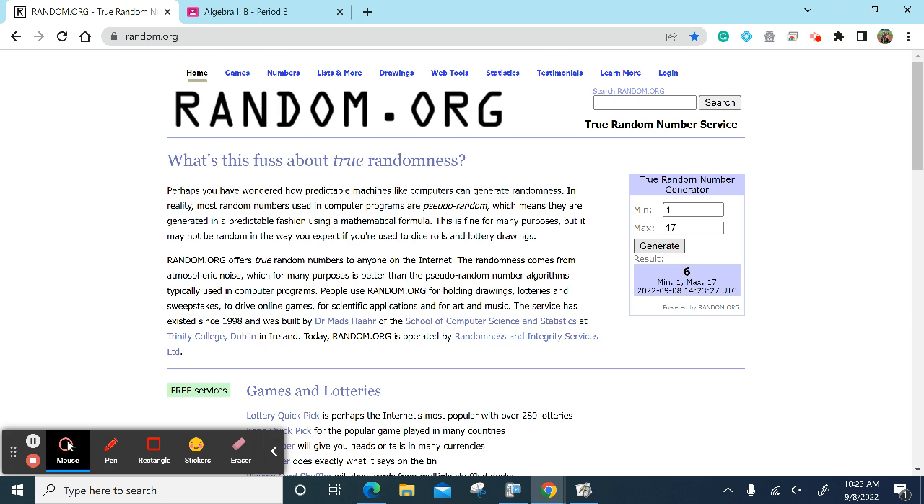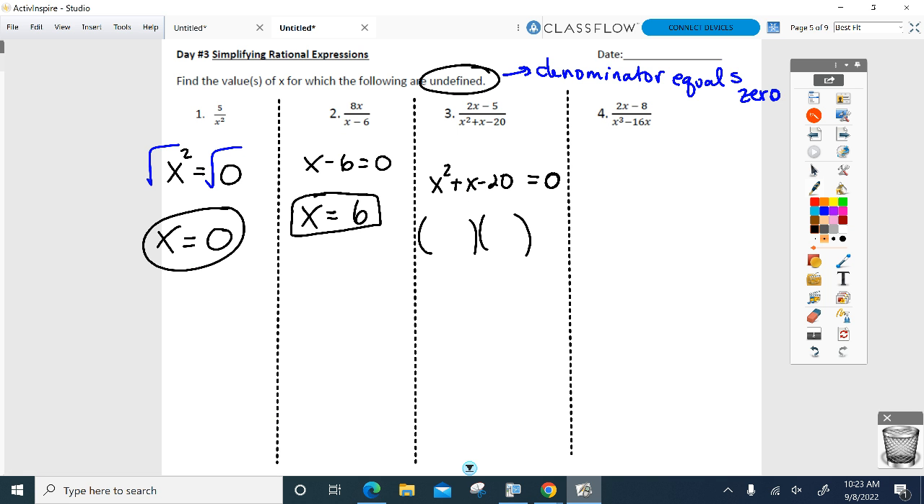Got my two numbers here that multiply to this and add to this. Multiply to what? Negative 20. And add to? 1. So you better start thinking about numbers that multiply to 20 that are 1 apart. 5 and 4. Okay, now I need signs for it to be a positive 1. 5 and negative 4. Everyone good on the factoring?